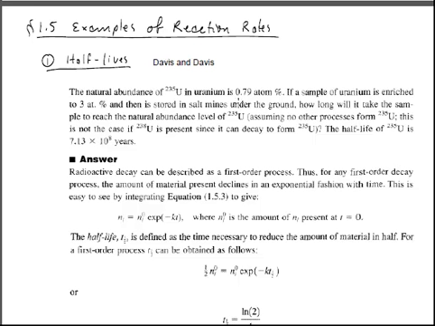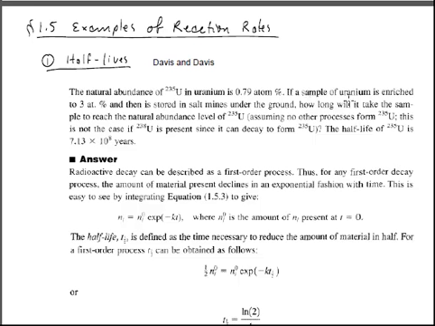The natural abundance of uranium-235 is 0.79 atom percent. We're going to suppose that uranium-235 is not being made by any other processes and that it's just decaying to lighter elements by fission.